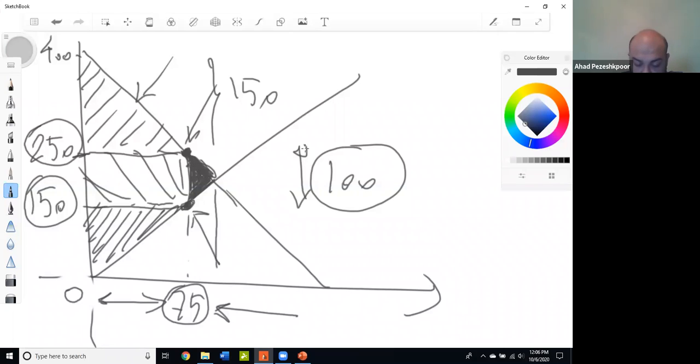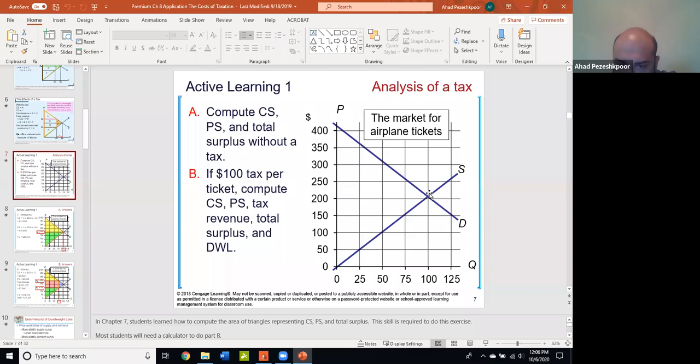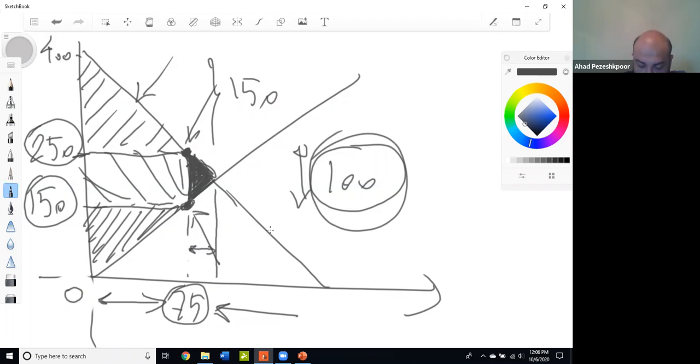You have this area here. The base of this triangle is 100. The height of this triangle is this much. 75, I think it's 100. Yes. 75 till 100. Therefore, it's 25. 2,500.